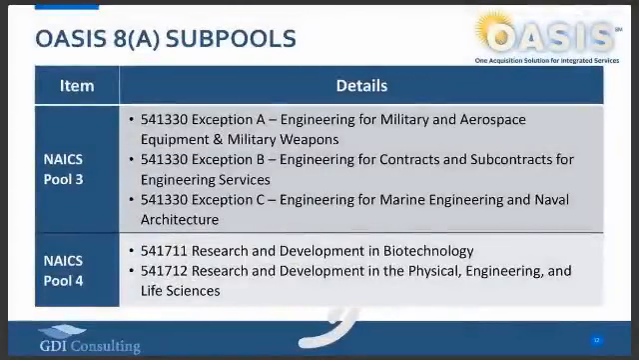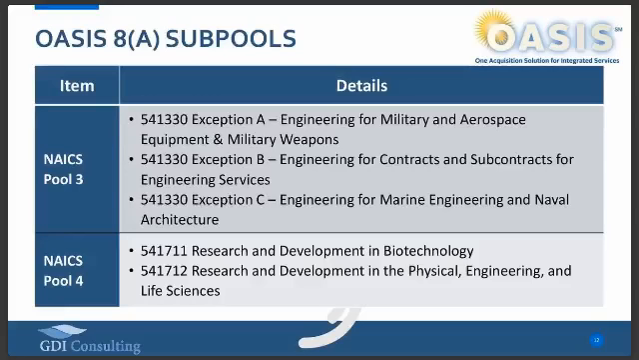Pool 3 are 3 NAICS code exceptions A, B, and C for 541330, which is engineering for military and aerospace equipment and military weapons, engineering for contracts and subcontracts for engineering services, and engineering for marine engineering and naval architecture. So that's Pool 3. A lot of companies fall under that.